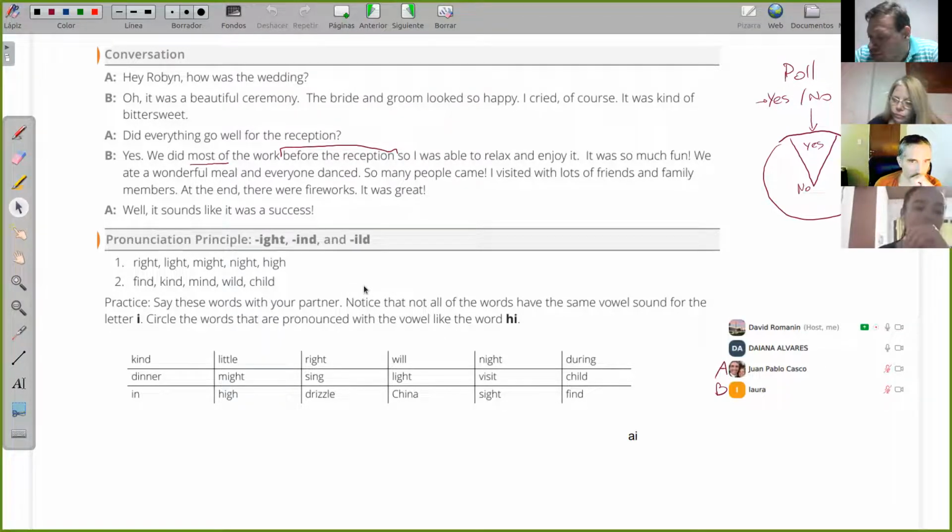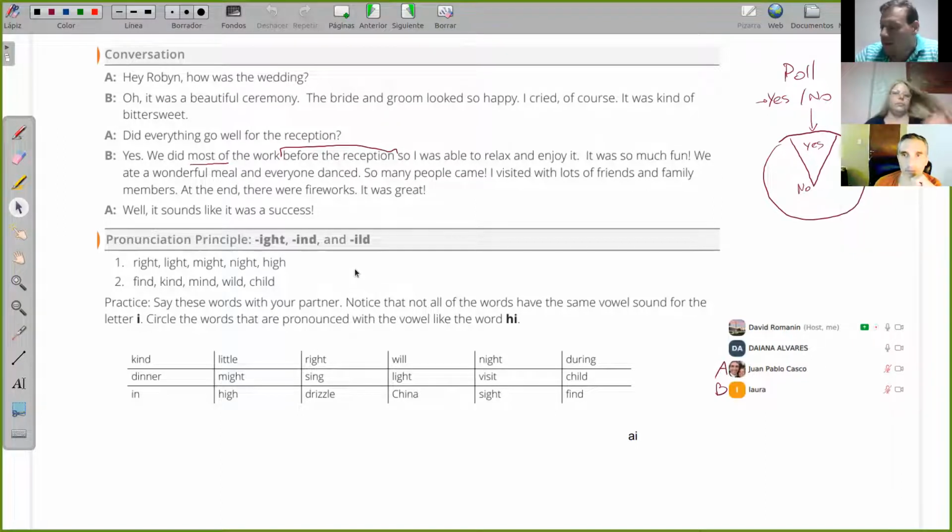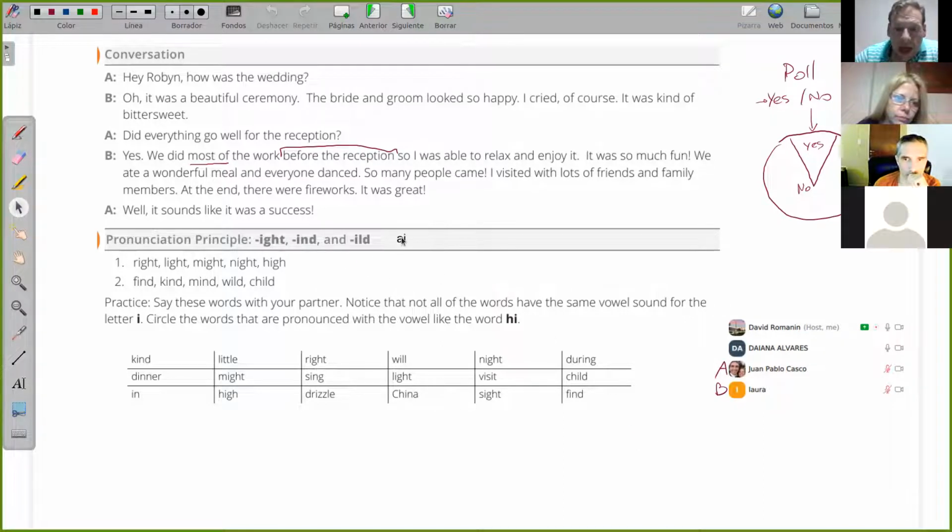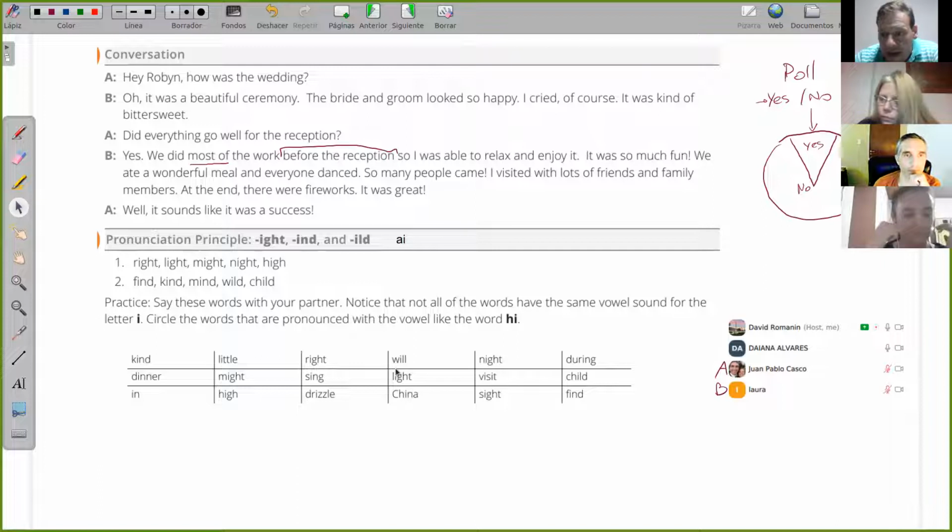So there is a sound in English that, sorry, in Spanish we can make it sound like a diphthong. It's the sound I. It's one of the sounds that this letter makes. The E or I makes the sound I. Okay?